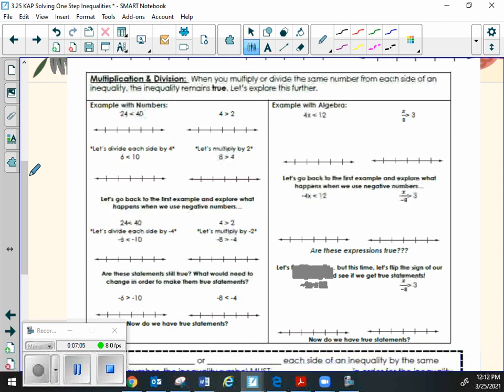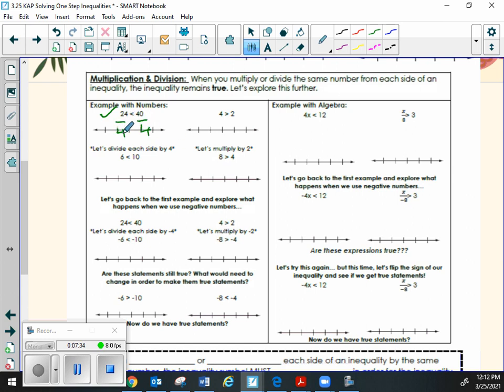Multiplication and division is where sometimes you keep it the same, sometimes you flip it around like we were talking about. Okay, so we're going to go through this real quick. Y'all just tell me if it's true, not true. Is 24 less than 40? Yes, that is true. I'm going to erase that. I'm going to put the check mark off to the side. It says, let's divide each side by 4. So I'm going to divide by 4.